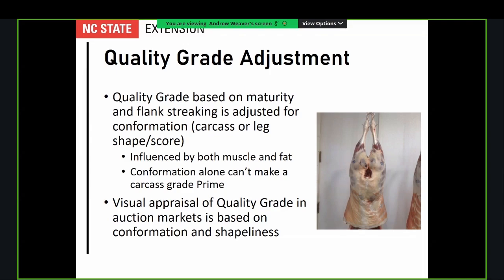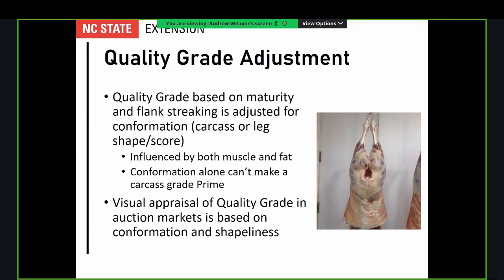One thing to keep in mind, conformation score alone cannot move a carcass into the prime grade. They have to have sufficient flank streaking and be of appropriate maturity to grade prime. And then conformation can keep them in prime, but we can't take an animal over that choice-prime line by simply having an animal that has better conformation. They have to have the flank streaking to get there as well.